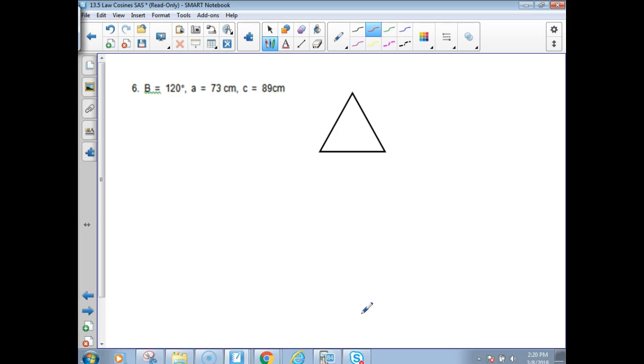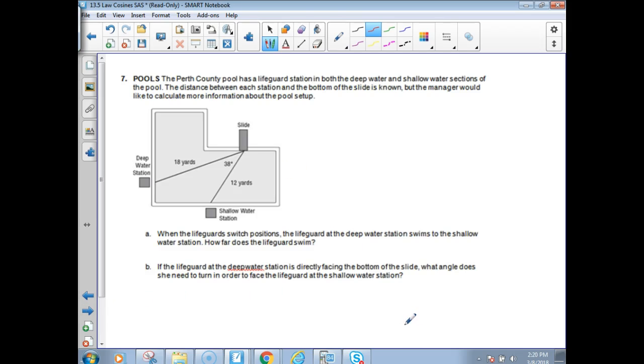For 6, because I asked you to go ahead and do that, can I just check if you got the answers? So you should have found B, and you got 140.5 centimeters. Okay, and then your angles, angle A, 26.7, and angle C, 33.3. Okay, let's go for that word problem.